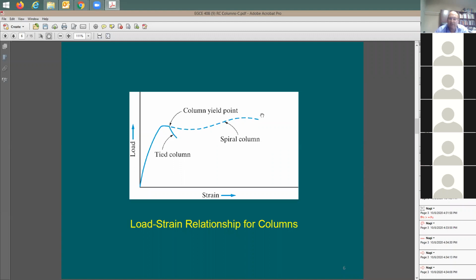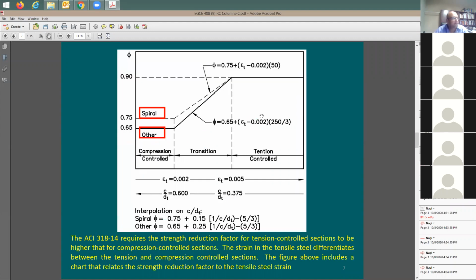The code recognizes this issue when it comes to the equation. Look at this, the phi factor. You remember that in this phi factor chart, we have one chart for the spiral. We said this one gives you mostly for columns, right? And the others, we said this gives you for beams, or tie columns. So if you have a tie column, it's going to be here. If you have a spiral, it's going to be here. So the first issue, if you have a spiral column, your phi factor now becomes 0.75. If you have a tie column, the phi factor is going to be 0.65.